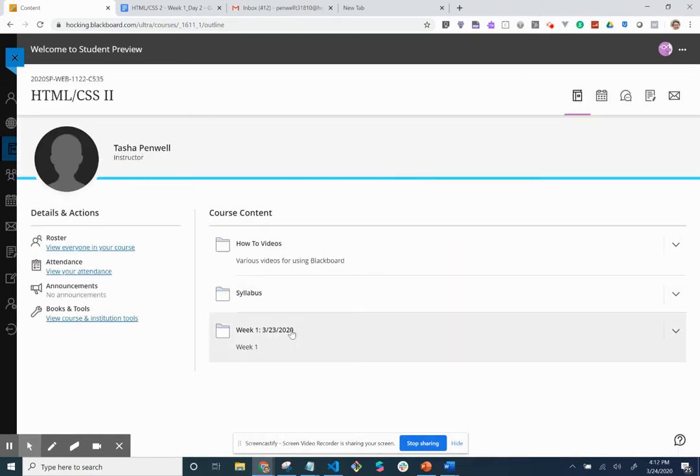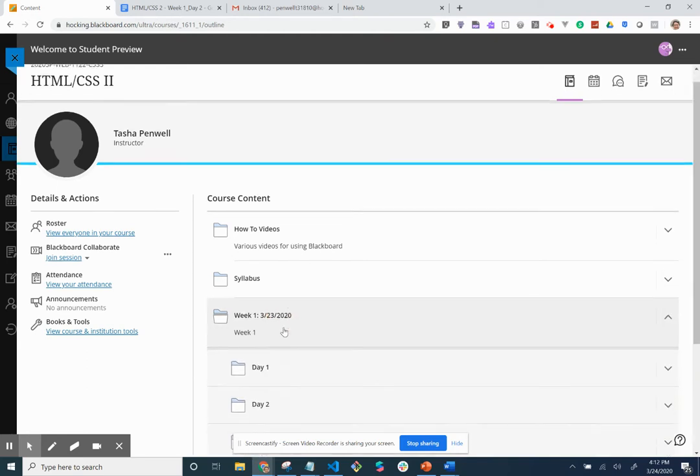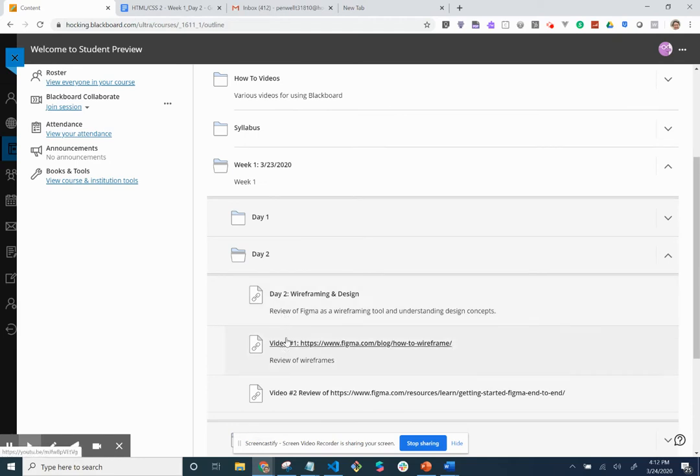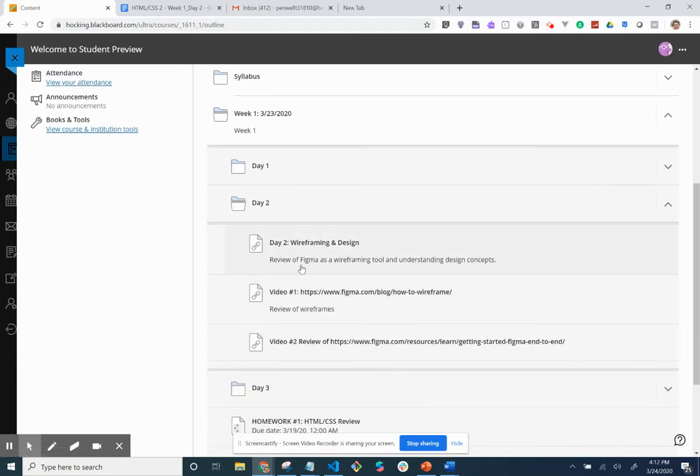Okay, so week one, this is for day two, and I could have sworn I just sorted these. But anyway, oh, I did. Okay, it's right. So day two is where we're going to be talking about wireframing. And so let's go ahead and click on that.